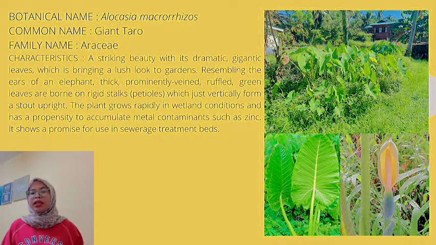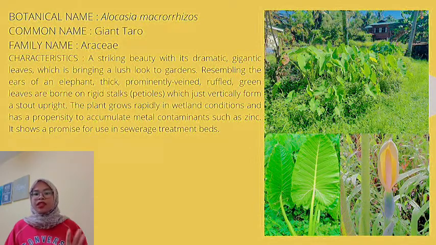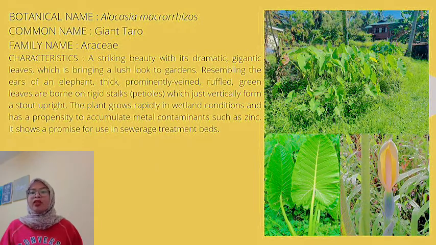Thick, prominently veined, ruffled green leaves are borne on rigid stalks, petioles, which just vertically form a stalk upright. The plant grows rapidly in wetland conditions and has a propensity to accumulate metal contaminants such as zinc. It shows a promise to use in sewerage treatment bed.